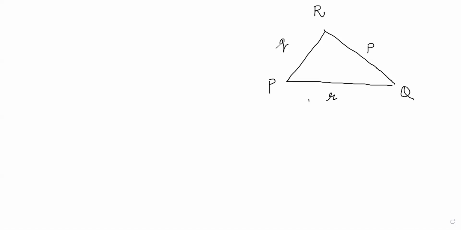So let's look at the figure here. We have a triangle PQR, and the sides are labeled R, P, and Q, right? Now, in the first option, we had to figure out an inequality on cos of P. The option was saying cos P is greater than or equal to 1 minus P square by 2QR, right?